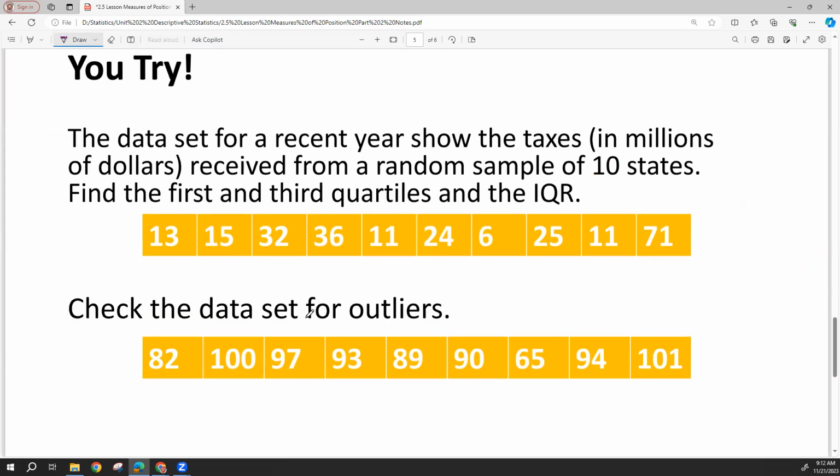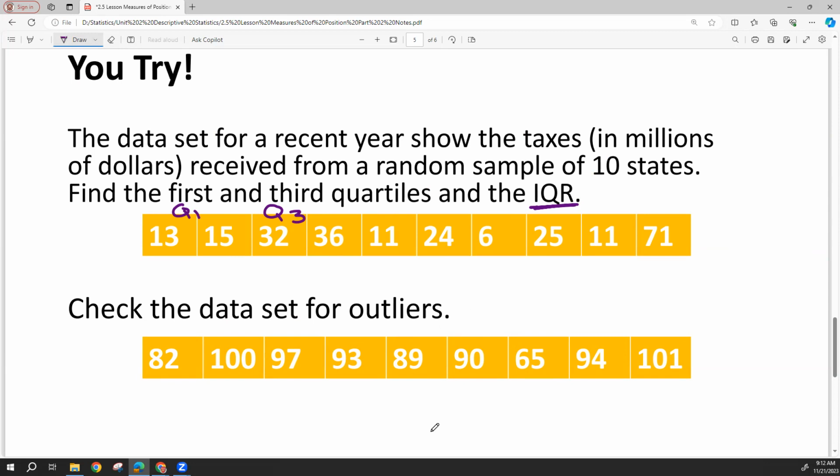So I want you to try these two problems. For the first one, I want you to find Q1 and Q3, and then calculate the IQR. And for the second one, I want you to use the process I just used on that last page to determine if there are any outliers in this data set.